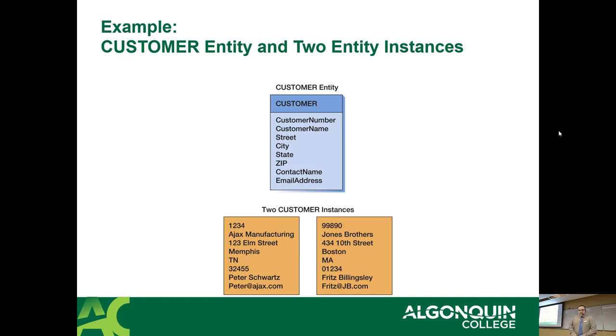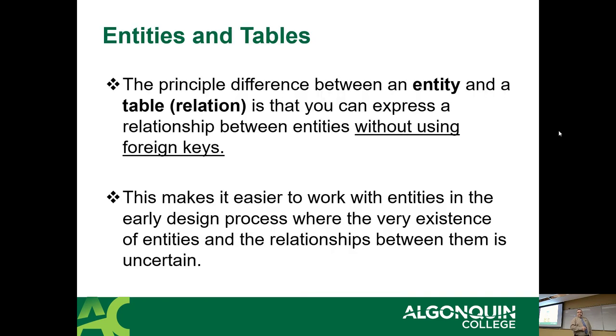So, entities and tables. The biggest difference between an entity and a table, because so far we've used them kind of interchangeably, is you can express a relationship between entities without using foreign keys. So if you're talking about tables, you actually have to create the foreign keys. You have to have the primary keys, and they have to exist in both places when you're creating it. An entity, we can define it without having to worry about the primary keys.